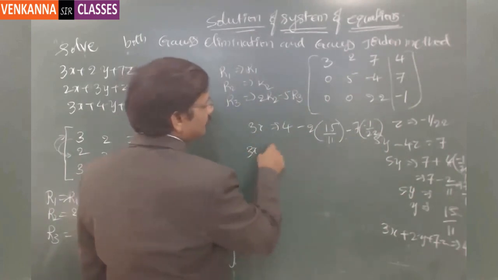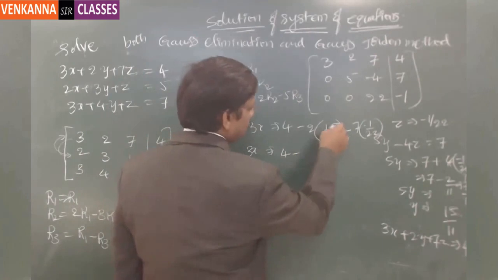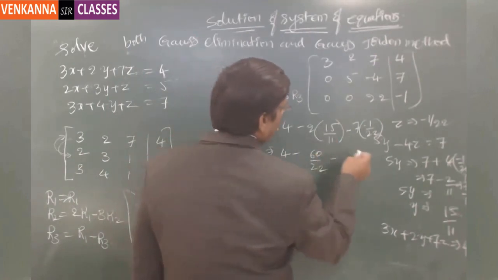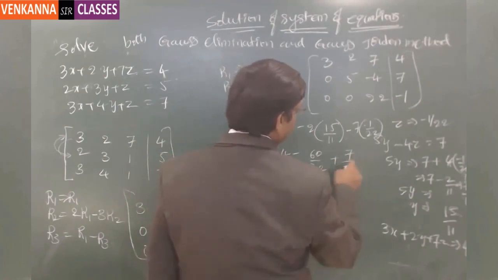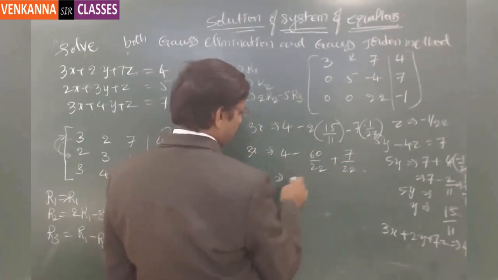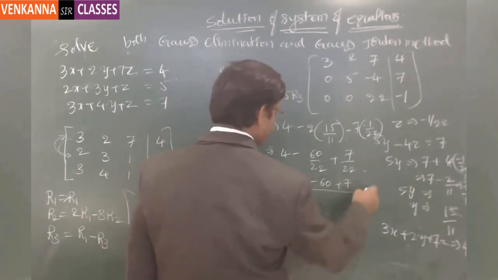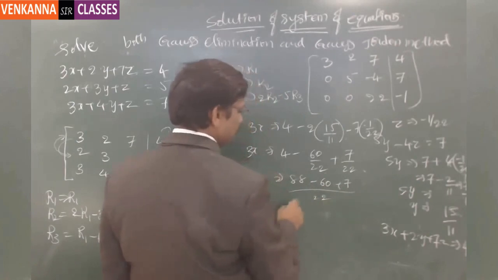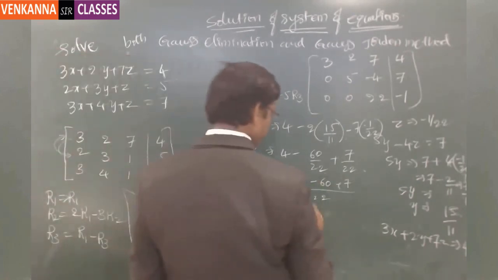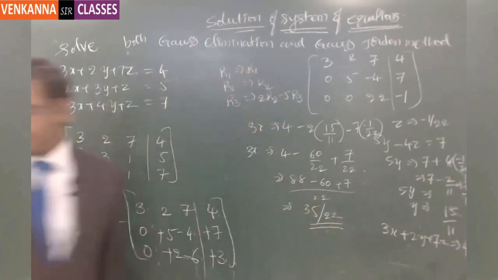Three x equal to 4 minus 60 by 22, minus of minus is plus 7 by 22. 88 minus 60 plus 7 divided by 22. So 88 minus 60 is 28, 28 plus 7 is 35 by 22. I think this should be the answer.